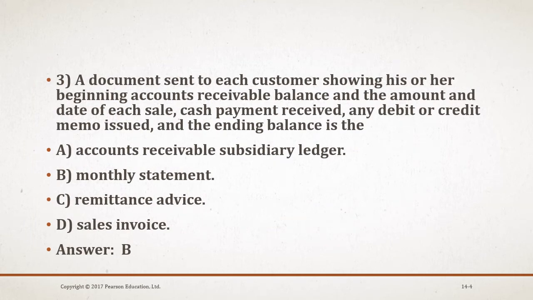Number 3: a document sent to each customer to show his beginning receivable, AR balance I mean, and the amount and date of each sale, cash payment received, any debit or credit memo issued, and of course the ending balance. The most appropriate answer is the monthly statement, which contains all the previous information, of course.